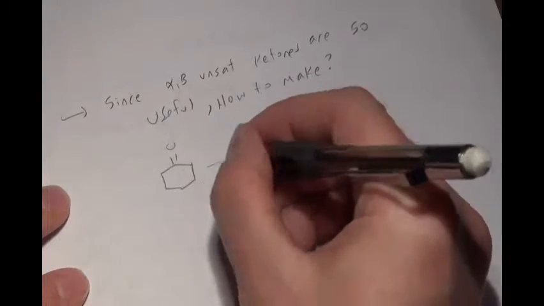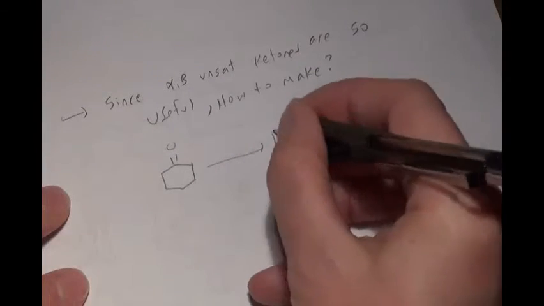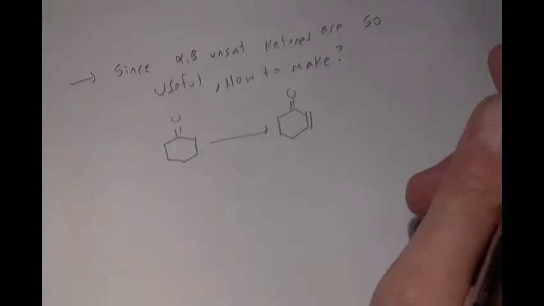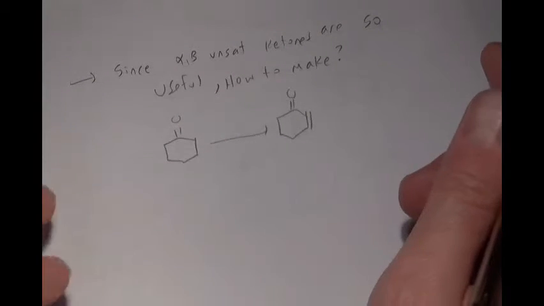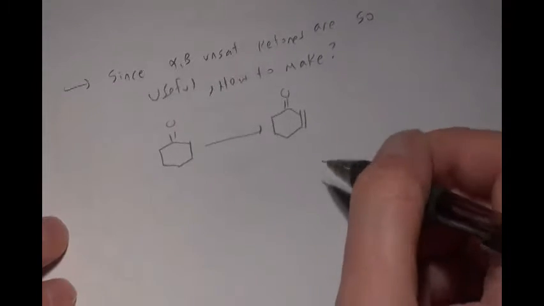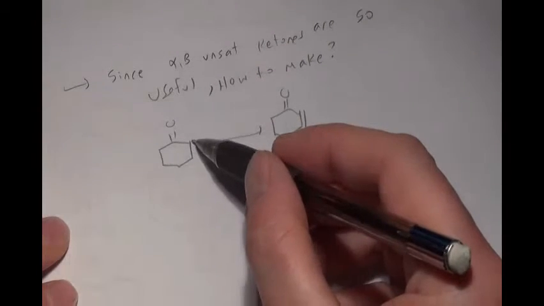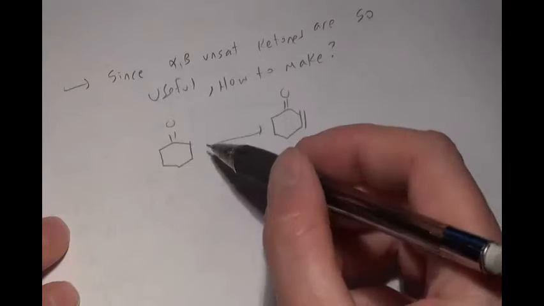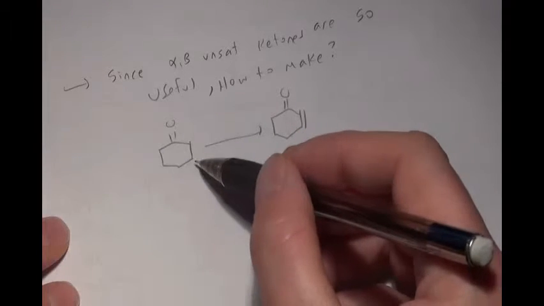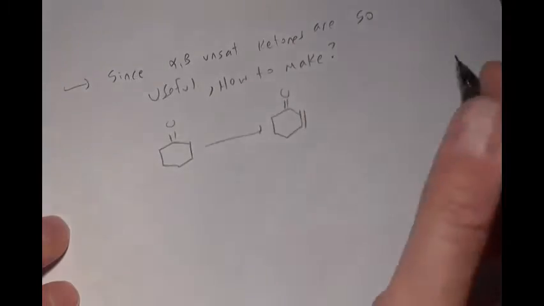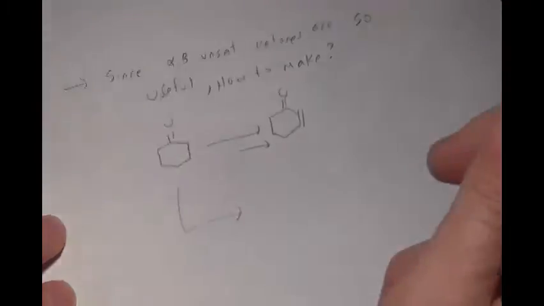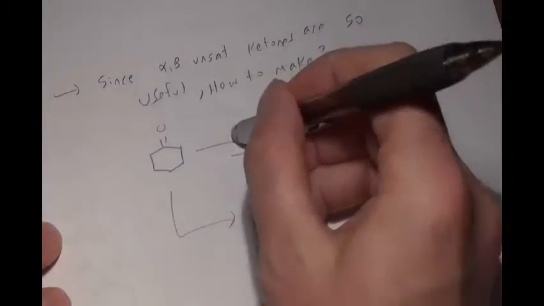How do I convert this ketone into the corresponding alpha, beta unsaturated ketone? We learned how to do that. And how did we do that? It's a two-step process. First, you introduce a leaving group at the alpha position, and then you have to kick off the leaving group from the beta position. So this is a two-step process, right?